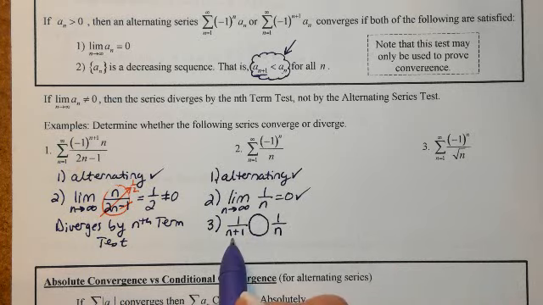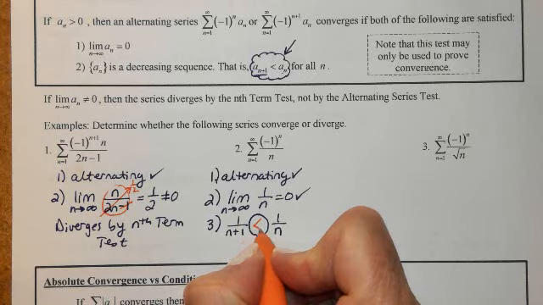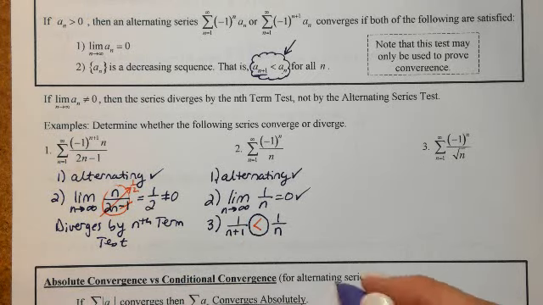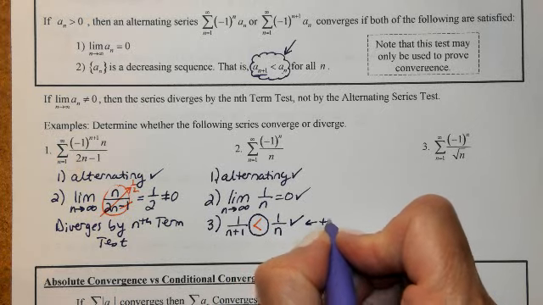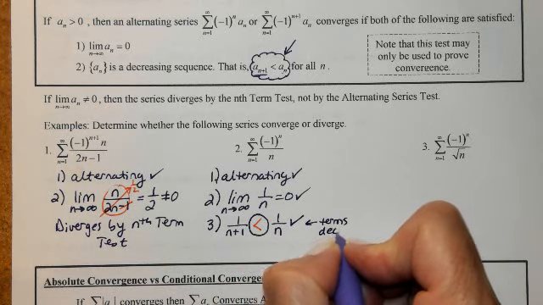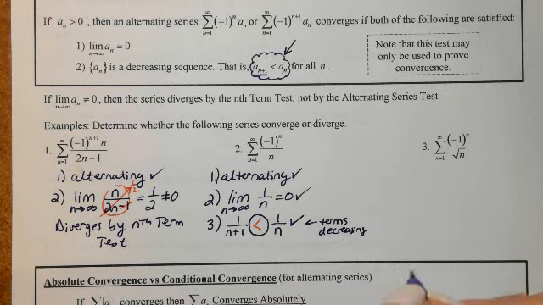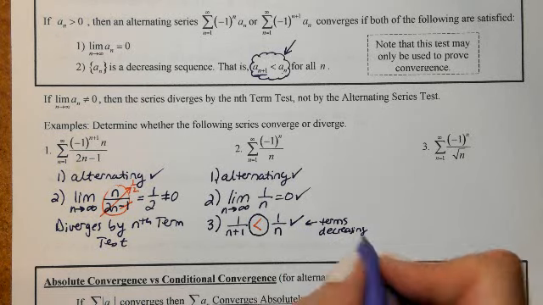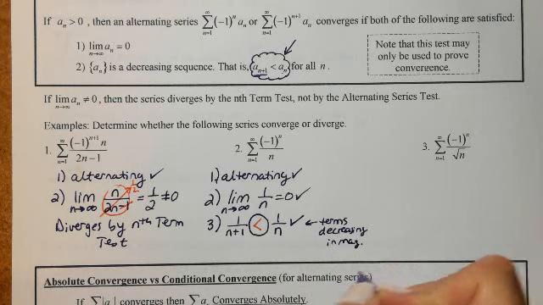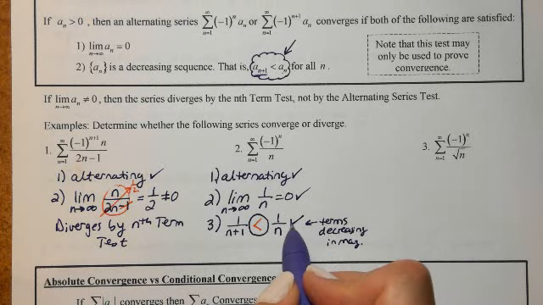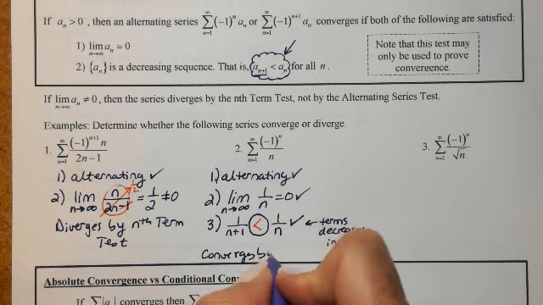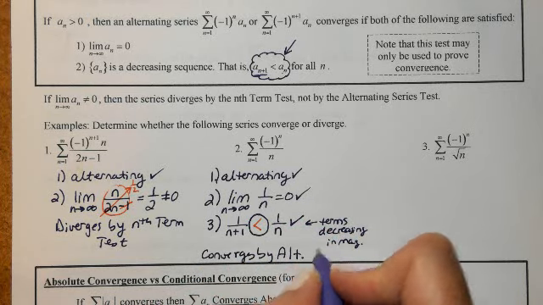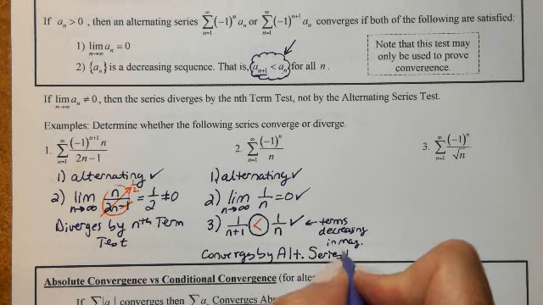Well, this denominator is larger than this denominator, and their numerators are the same, so yes, that fraction is less than 1 over n. This means the terms are decreasing in magnitude, okay? If you can check all those things, then the series converges by alternating series test. I'm going to abbreviate that alt series test.